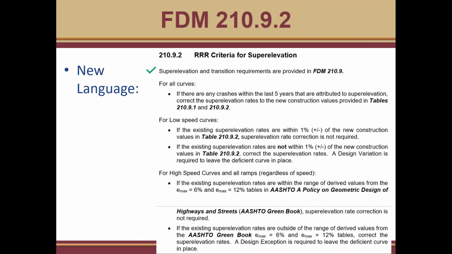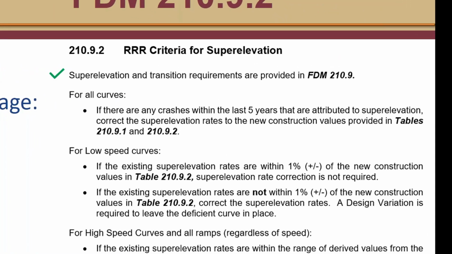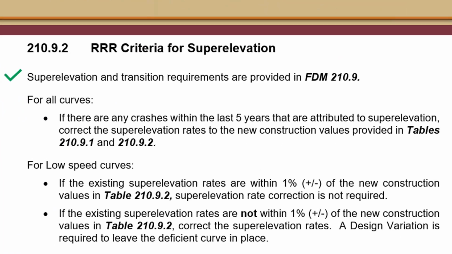As you can see, we removed the reference to superelevation requirements being in the standard plans. The criteria is only in the FDM, so the only thing we need to reference here is section 210.9, which is the superelevation section.